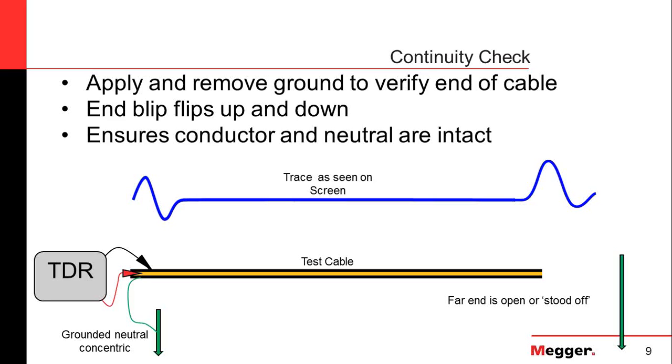Okay, one of the common things that's done with TDR is to verify that you are actually seeing all the way through to the end of the cable. It's pretty easy to verify this. You can simply go to the far end of the cable and ground the center conductor.